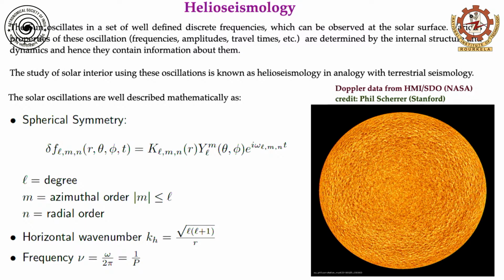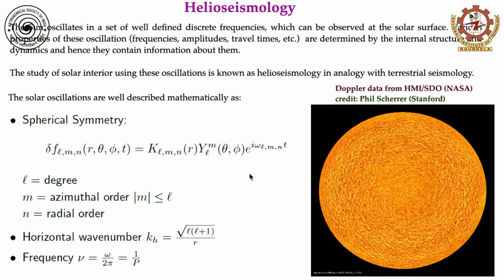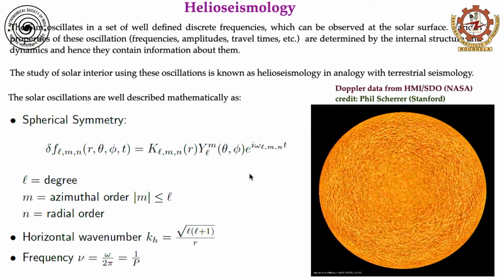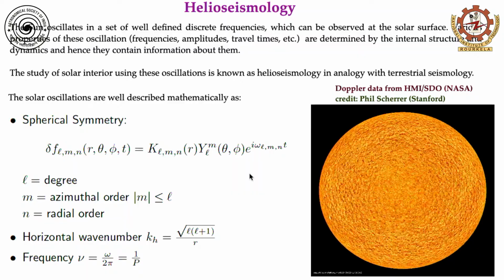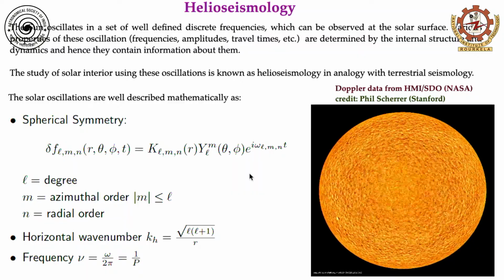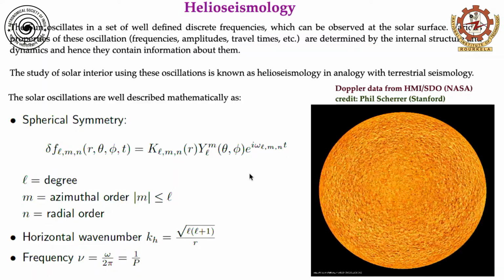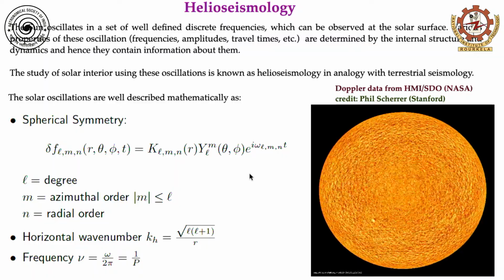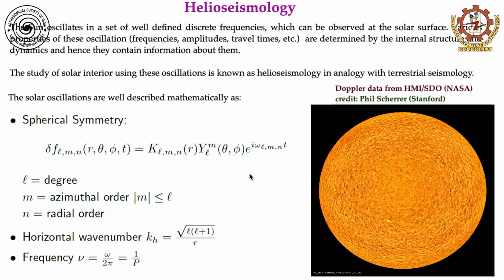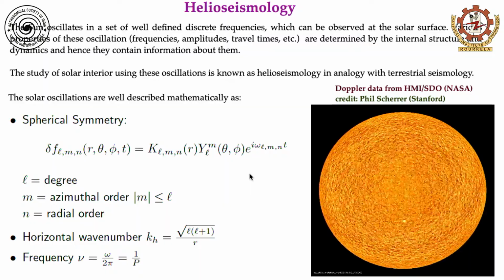oscillates in a very well-defined set of oscillations, which is shown in this movie. This is the depiction of the Doppler observation which we can observe. This is from space, from the instruments called HMI on the Solar Dynamics Observatory. The oscillations were first discovered in the 60s, and they have been very well measured.